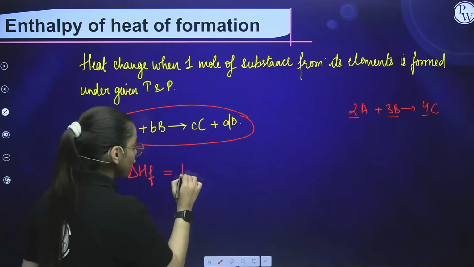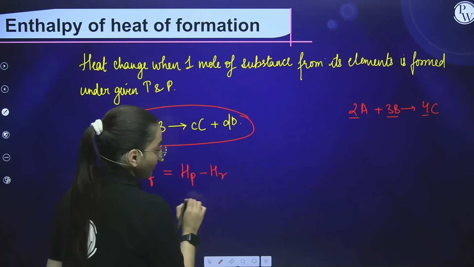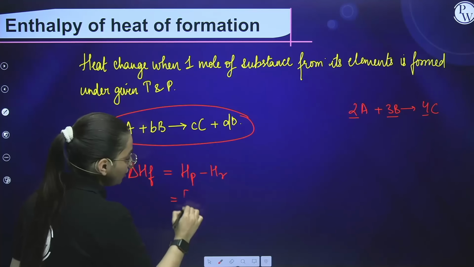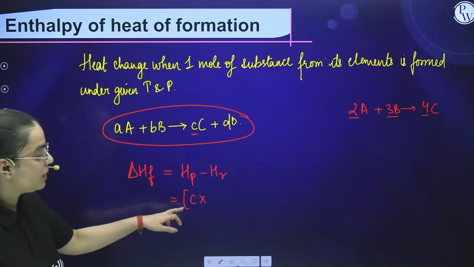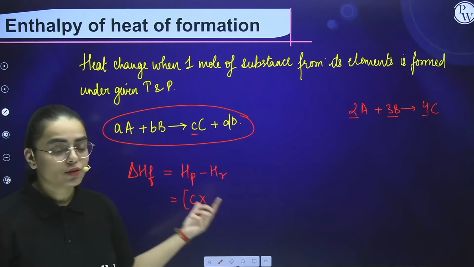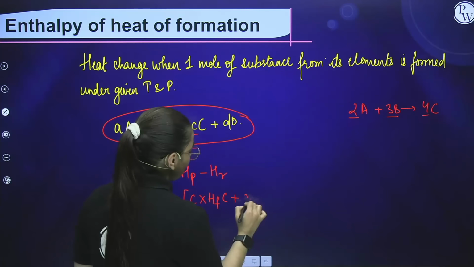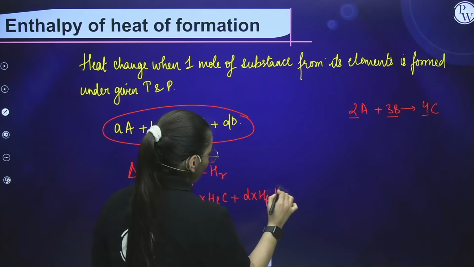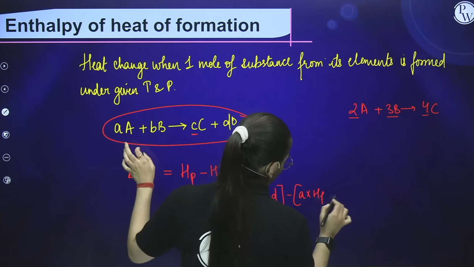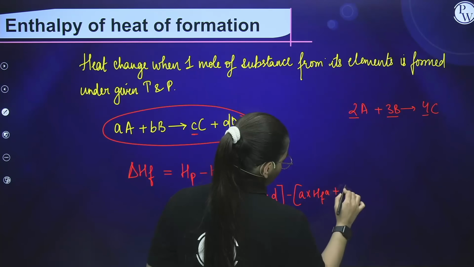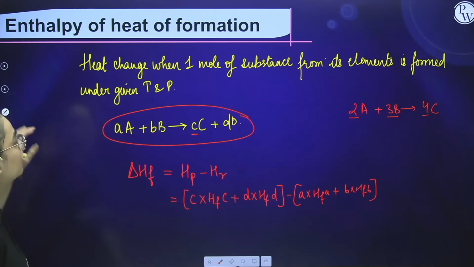Now to calculate the enthalpy of formation, which is represented by delta H formation, what you need to do is take the heat content of products minus the heat content of reactants. And how do you do this? For the product, you have the coefficient, you need to multiply C with the heat of formation of C, plus D into heat of formation of D. Now you have to subtract the reactant one. For the reactant, A into heat of formation of A plus B into heat of formation of B. This is the general formula that you can apply for solving this question segment.